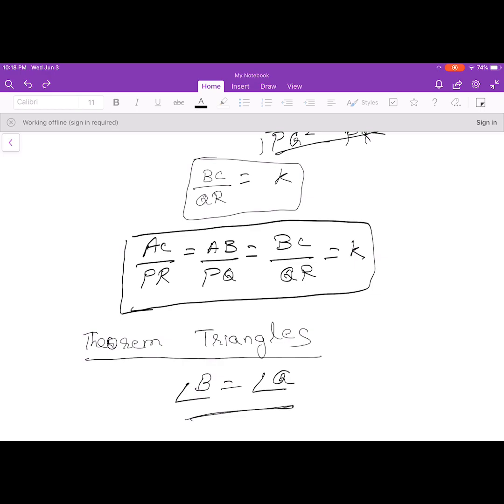By the theorem of triangles, when the corresponding sides are proportional, the triangles are similar. When the triangles are similar, the angles will be equal. So we can say angle B equals angle Q. Hence proved. But I will teach this, the corresponding sides of a triangle theorem, later. We will study this theorem in detail in the chapter Triangles of our textbook.